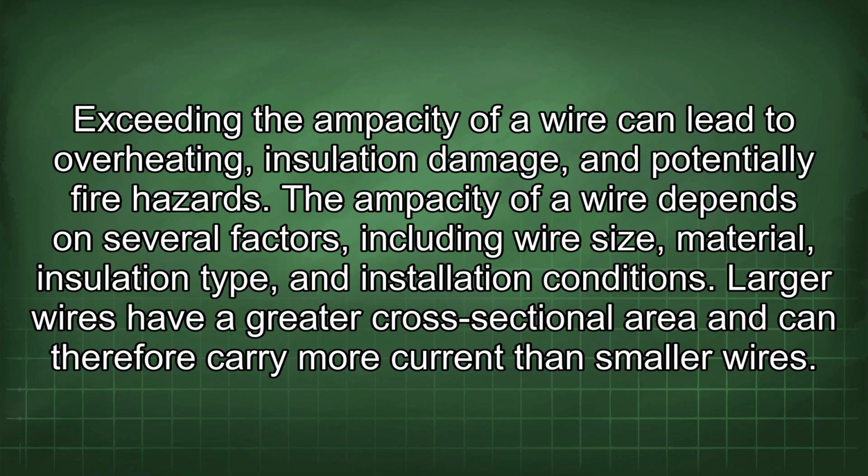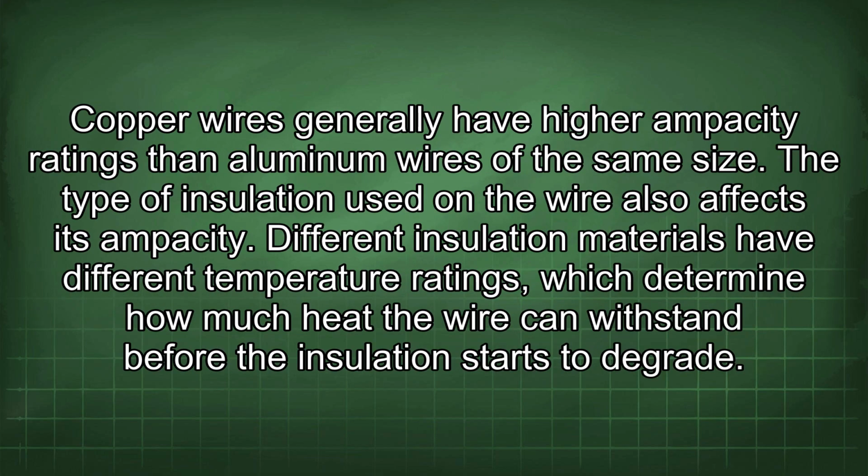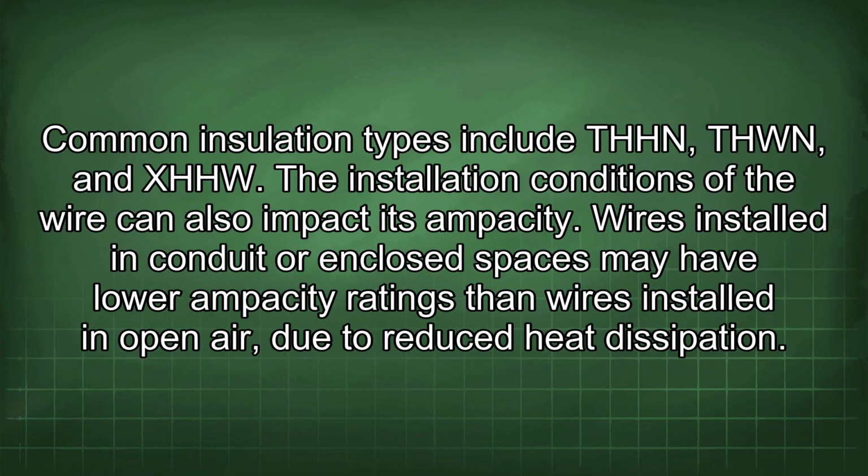Larger wires have a greater cross-sectional area and can therefore carry more current than smaller wires. Copper wires generally have higher ampacity ratings than aluminum wires of the same size. The type of insulation used in the wire also affects its ampacity. Different insulation materials have different temperature ratings, which determine how much heat the wire can withstand before the insulation starts to degrade. Common insulation types include THHN, THWN, and XHHW.